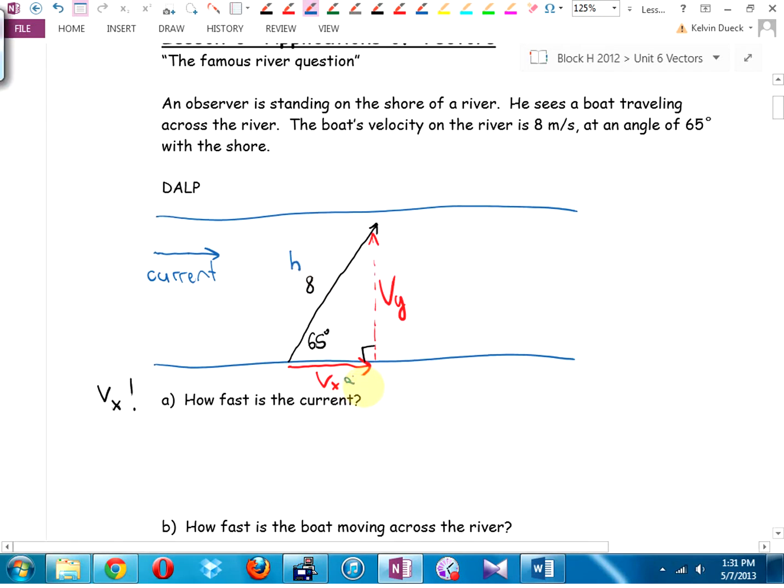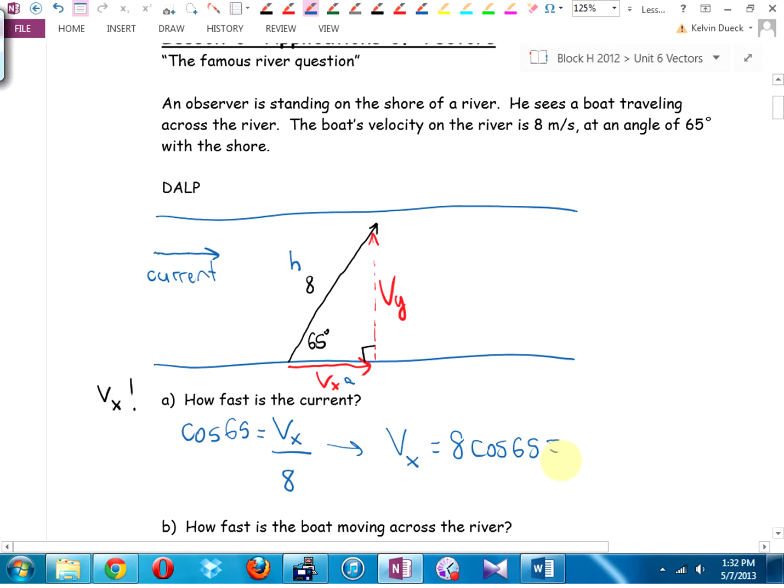Which trig function can I use to find Vx? What always goes next to the trig function? The angle. What's the angle here? 65. If it's a theta, then you know you're going to be going inverse cos or inverse, but we're not going to be here. And it's going to be adjacent over hypotenuse. How would I get Vx by itself? Okay. Vx, the current, is going to be 8 cos 65.